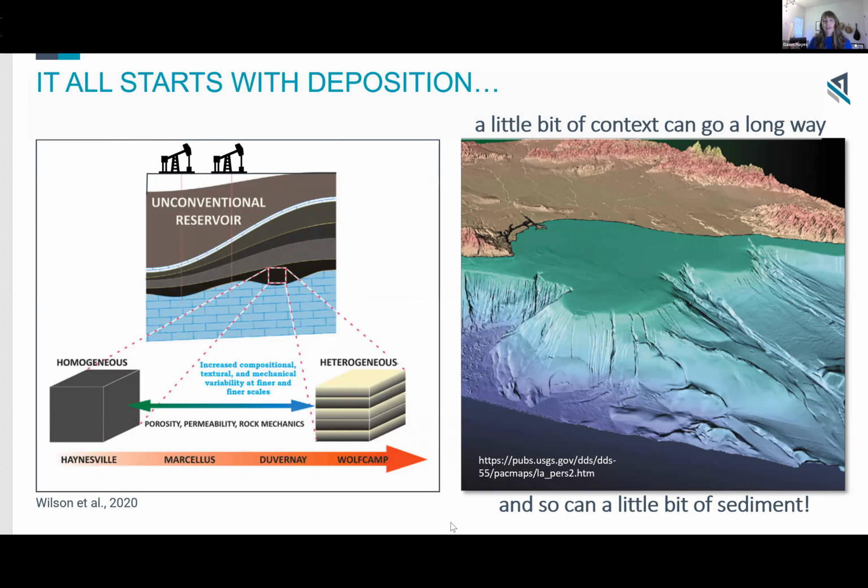But I did want everyone to remember, when it comes to deposition, a little bit of context can go a long way. These sediments might be complicated and difficult to model, but they're certainly not impossible. So depositional context can usually explain a lot about reservoir behavior, and incorporating it into our models sooner or later, I think, is probably the best way to go.